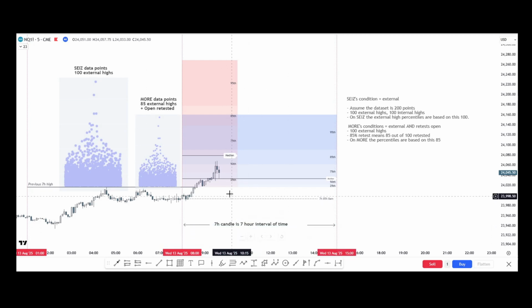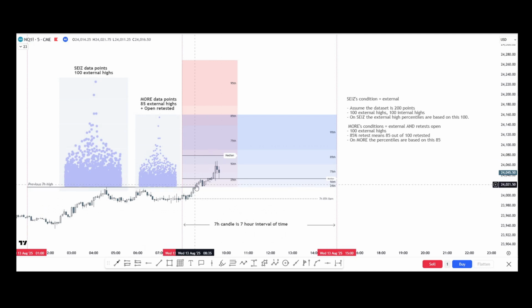All right. So for SEIZ to get these external high zones, it's only looking at one condition. It's looking at if we broke the previous high. Okay. So let's imagine I'm looking at 200 data points of the 7-hour candle that starts at 8. So I'm looking at 200 7-hour candles that start at 8. 100 of them might go external, so above the previous high, and 100 of them might go internal, so below the previous high. They make their high.